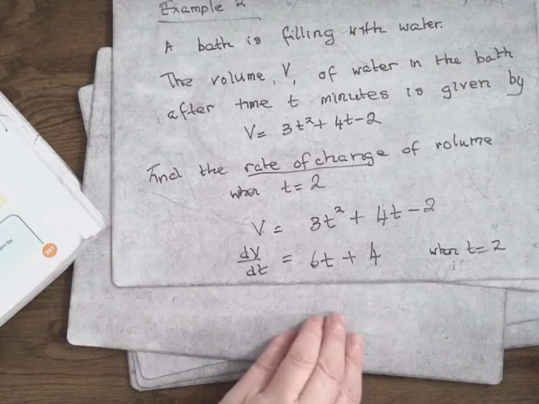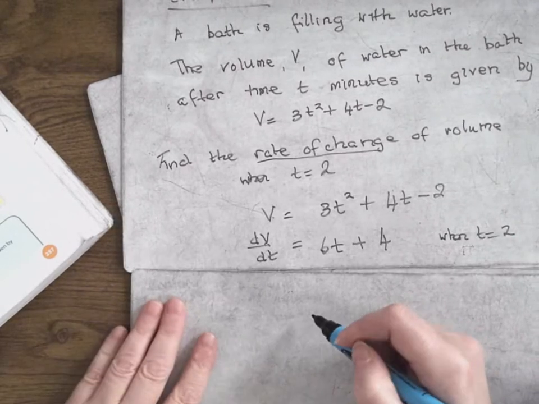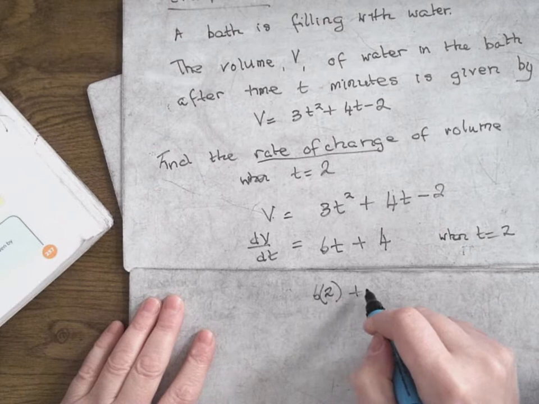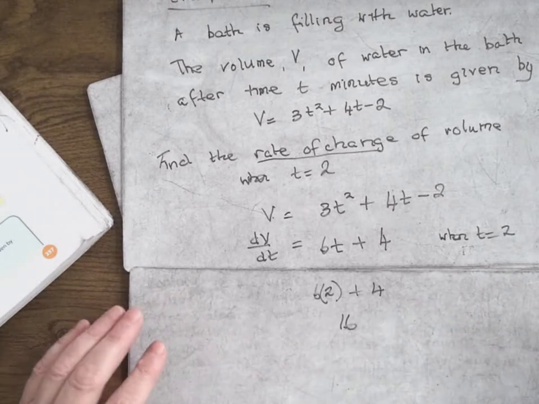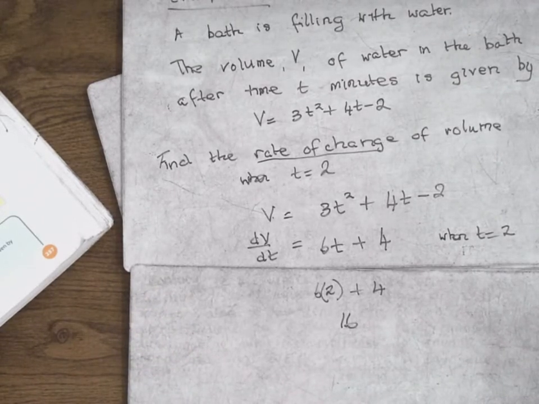Everywhere I see a t, put in a 2. So that's 6 times 2 plus 4 into the calculator, and you get 16. Is that all right? So we've learned nothing new today. All we have is, before we differentiate, instead of saying differentiate, they're saying find the rate of change. But we know that find the rate of change means differentiate.